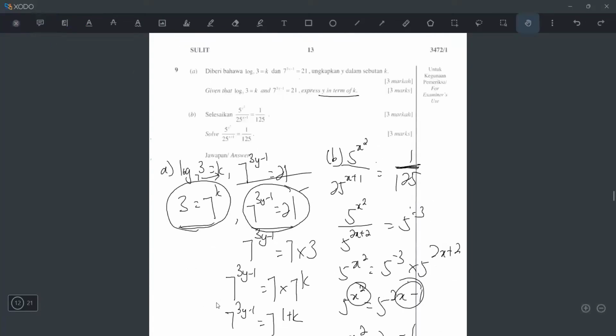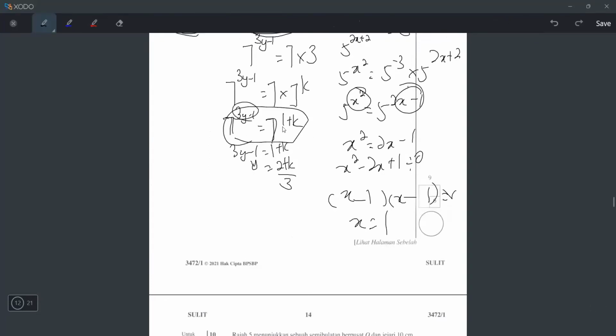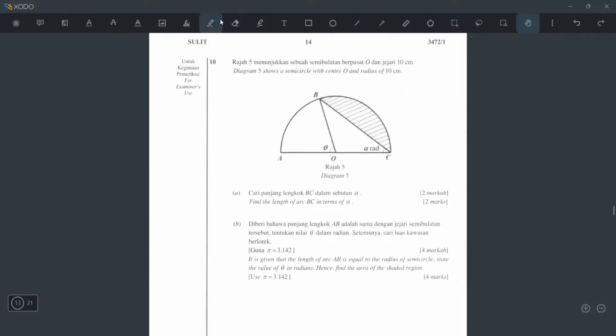Done. Same like this one just now. You see, the base is the same already, 7 and 7, so you can take the power and equate. Same here, the base is the same already, so you can take the power and equate. Let me check with the schema. X equals 1, yep, correct. Okay, let's go. Number 10.